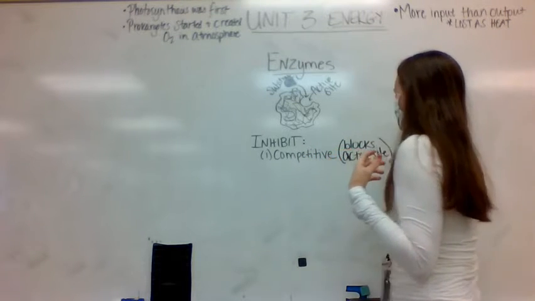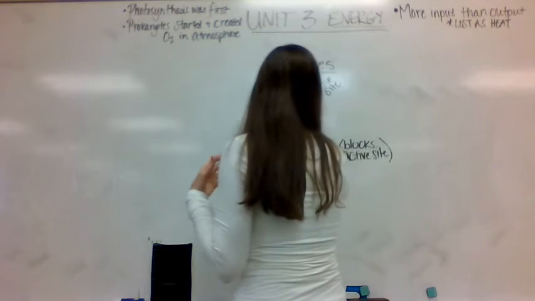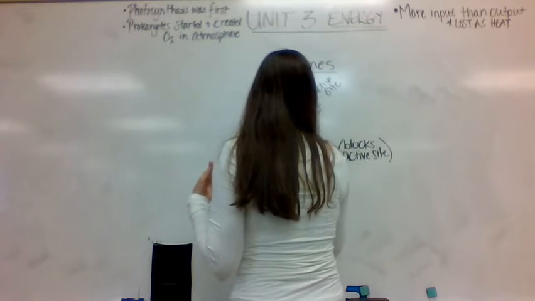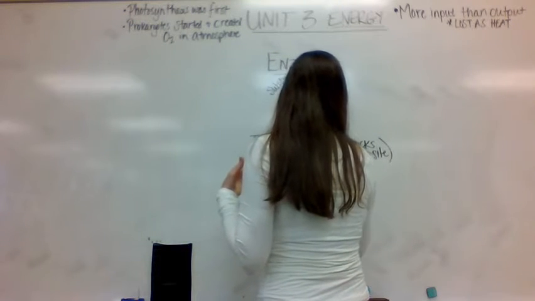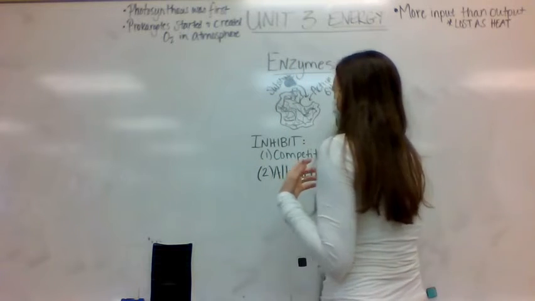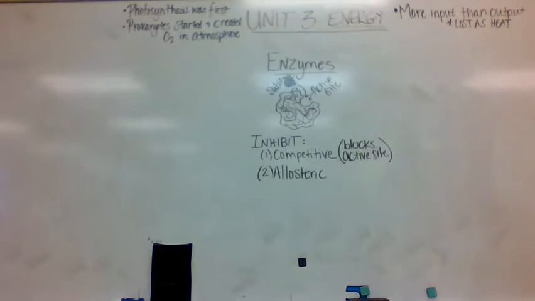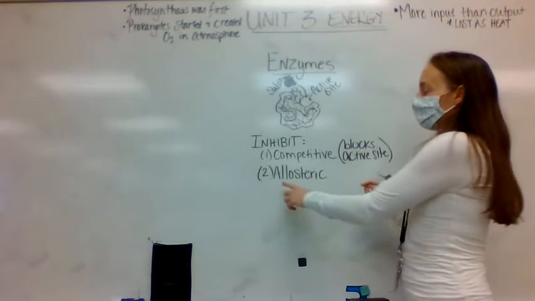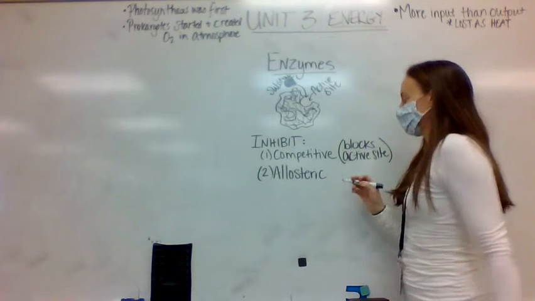All right, then the other one is called non-competitive or allosteric. I'm going to write allosteric. They'll say non-competitive, they'll say allosteric. You never know which they're going to say. Just know there are only two kinds, so it's not like there's three: allosteric, non-competitive, and competitive. No, there's just two kinds. So for allosteric, if you're worried about that, you can put non-competitive under it.